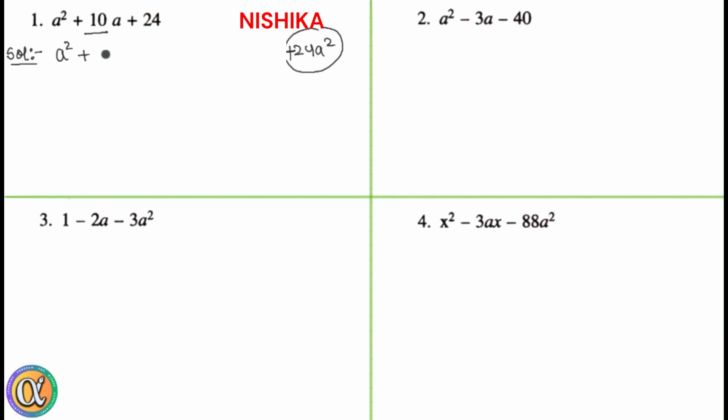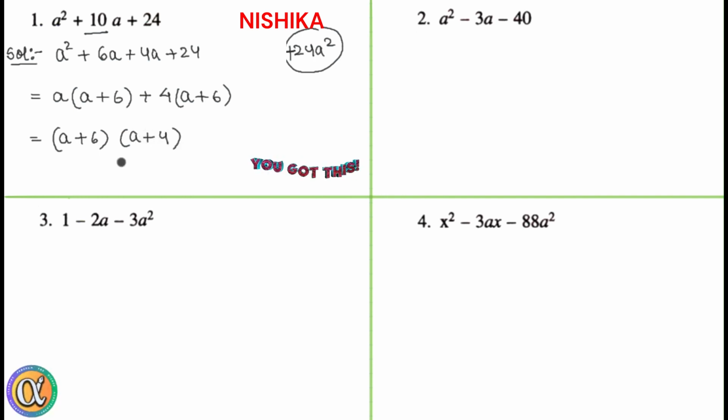a square plus 6a plus 4a plus 24. Then we pair the first two and the second two. So a is the same: a plus 6, then plus 4, a plus 6. Okay, good. So the answer is a plus 6 into a plus 4. All right, so this is the final answer.